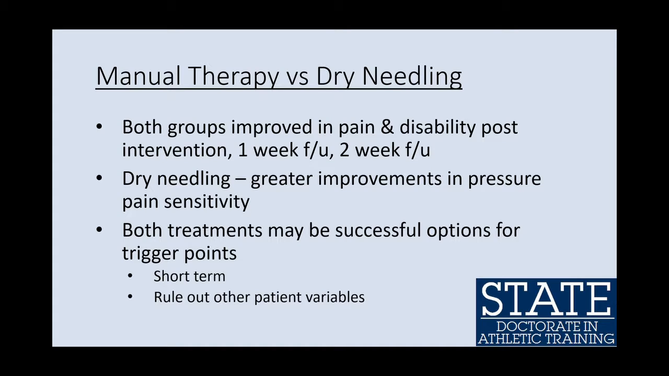And then to make sure that you always rule out other variables that could be affecting the improvements that you may see. So the study did not have a control group. It only had 2 treatment groups. And so there may have been other variables within that patient's life outside of that treatment that could have affected these outcomes.